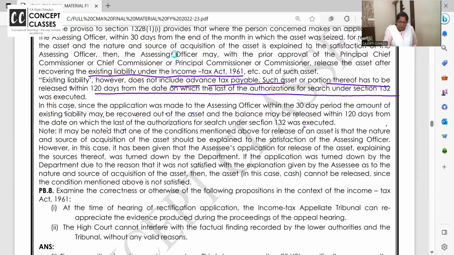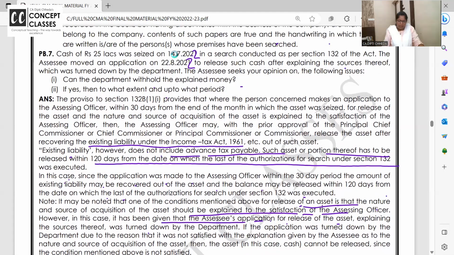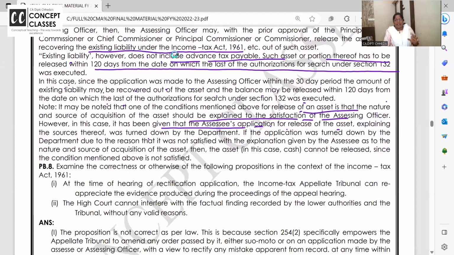It may be noted that one of the conditions mentioned for release of asset is that nature and source of asset should be explained. हाँ, see, explained asset means you have to explain the nature and source, कहाँ से खरीदा, पैसे कहाँ से है, सब तो ही तो release करेंगे. However, in this case, it has been given that SSC's application for release, explaining source thereof, was turned down by department. SSC जो explain कर रहा है, वो department ने नहीं माना.